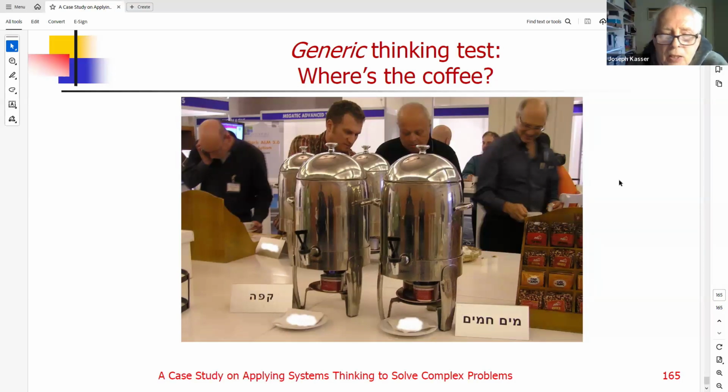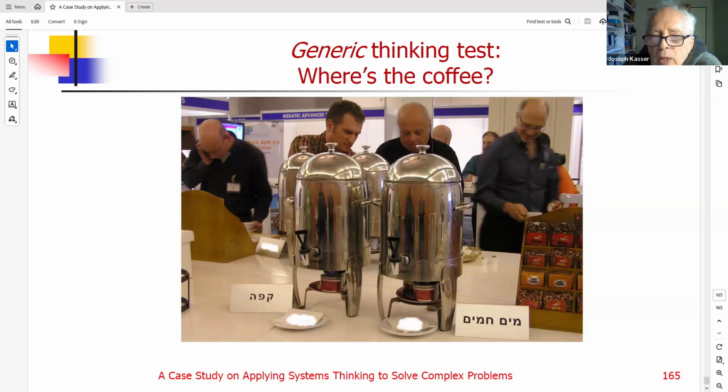I was attending a conference in Israel, and it was a coffee break, and I wanted to get a cup of coffee, and so I was faced with a table that looked like this. And so how would I infer which of the two devices contained the coffee without asking anybody?